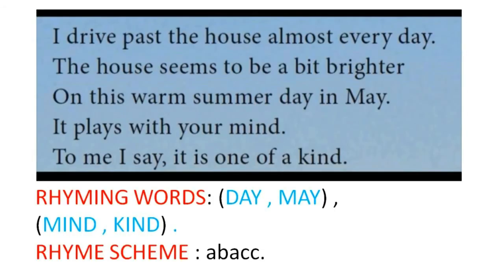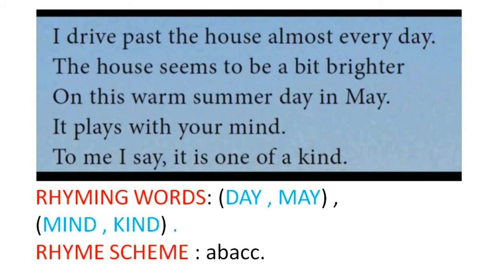Now, if you take a look at the third stanza, the rhyme scheme used here is A, B, A, C, C. That means the first line last word is day. It is rhyming with the third line last word May. So, day and May will get the name as letter A. And the second line last word is brighter. It is not rhyming with any of the other lines' last words. So, letter B is given to that line.